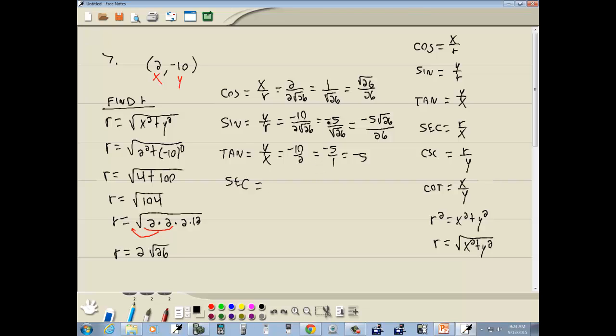Secant is going to be cosine flipped. So I'll flip this fraction right here, 1 over square root of 26. So that's square root of 26 over 1, or simply square root of 26. Cosecant is going to be sine flipped. And I'll flip this fraction right here. So we'll have square root of 26 over negative 5. And that's our answer. And cotangent, I don't care where you put the negative at, top, bottom, out in front. Cotangent will be tangent flipped, the reciprocal. So negative 5 over 1 becomes 1 over negative 5. And those are our six answers.